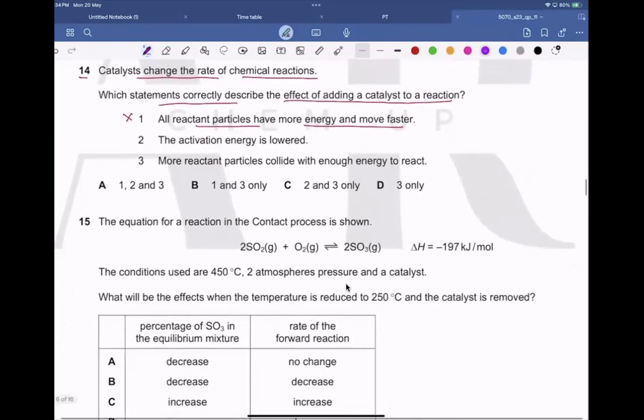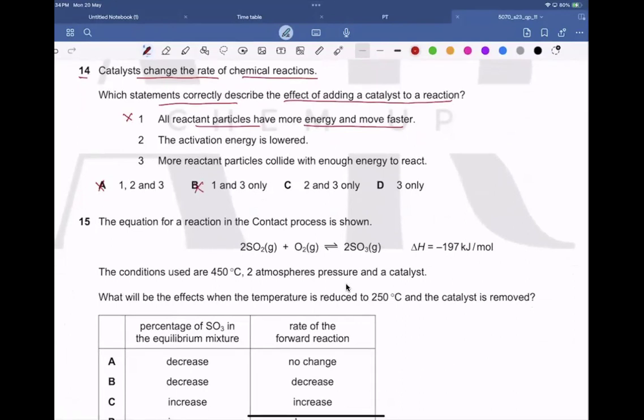So all reactant particles have more energy and move faster. No, it's not correct, because a catalyst doesn't help the reactants to increase their energy, but it lowers the activation energy. So if statement 1 is wrong, which makes A and B wrong, right? So we are left with C and D.